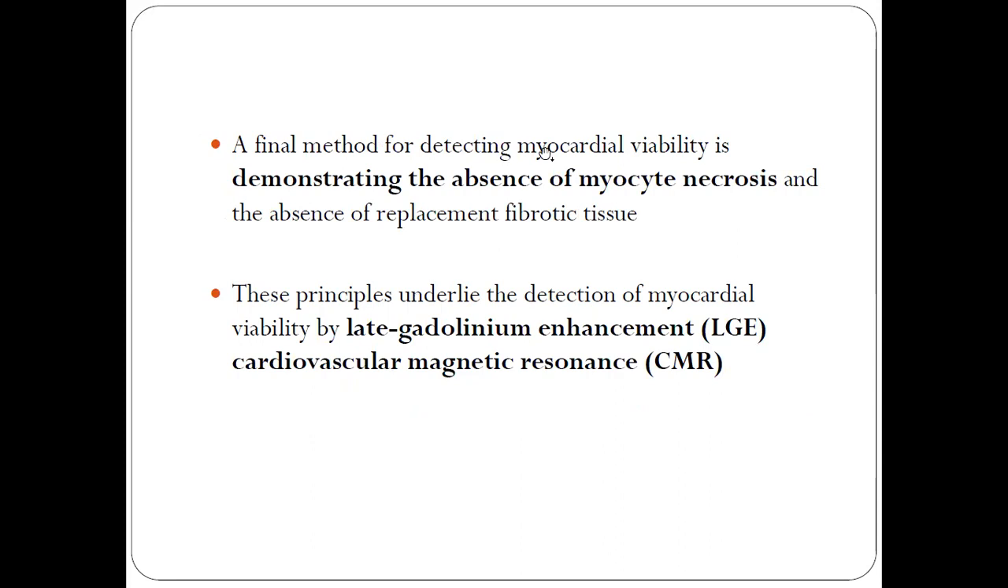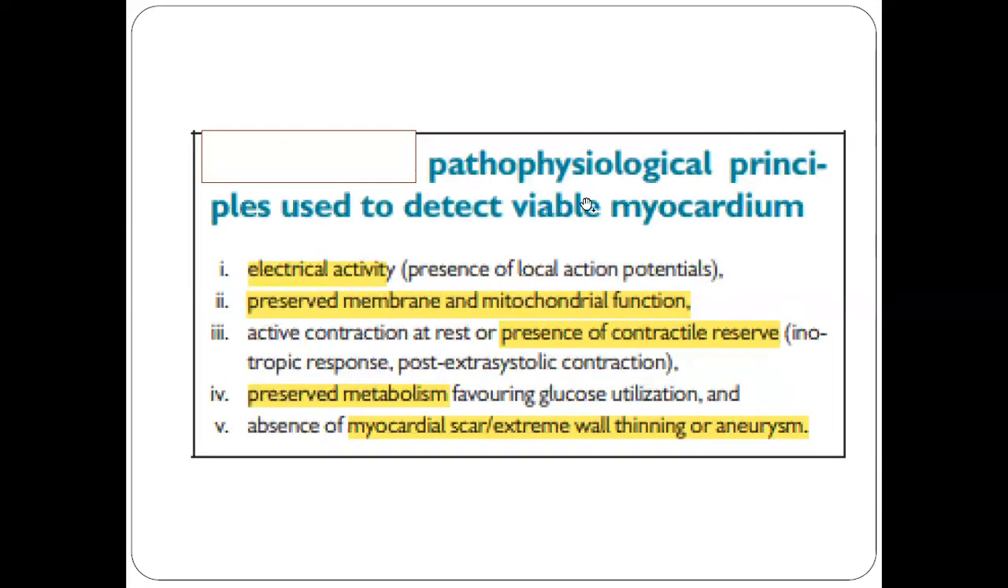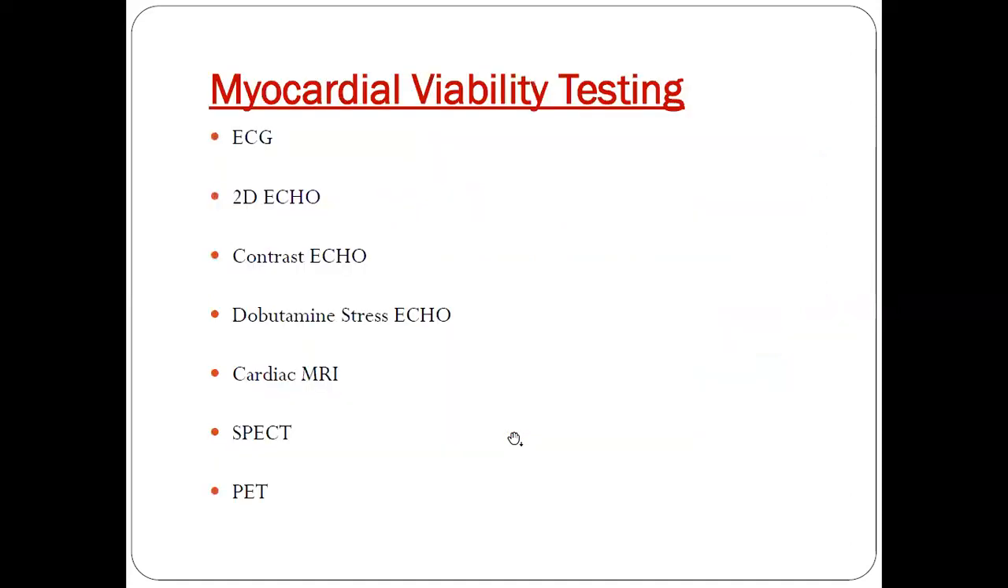A final method for detecting myocardial viability is demonstrating the absence of myocardial necrosis. If you can demonstrate that there is no necrosis of the myocardium, that means the tissue is viable. This is done by gadolinium enhancement using cardiac MRI. What are the pathophysiological principles used to detect viable myocardium? Myocardium is said to be viable if it has presence of electrical activity, preserved membrane and mitochondrial function, presence of contractile reserve, preserved metabolism, or absence of myocardial scar.